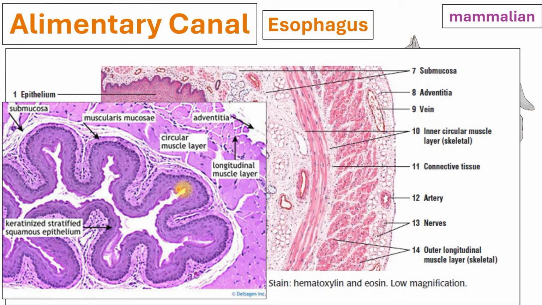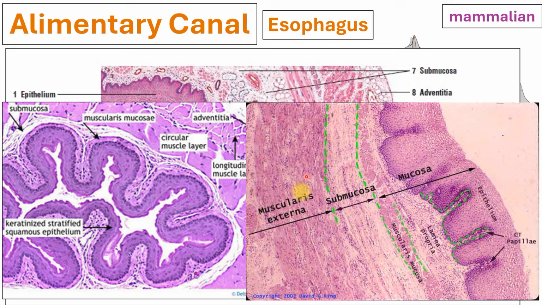Because it does not have any absorptive capabilities yet. Okay? And again, for some species, it may be keratinized if the food is fibrous for added protection. Okay? Again, stratified squamous epithelium, lamina propria, muscularis mucosae, the three of these compose your mucosa, then you have your submucosa, and then you would have your muscularis layer.